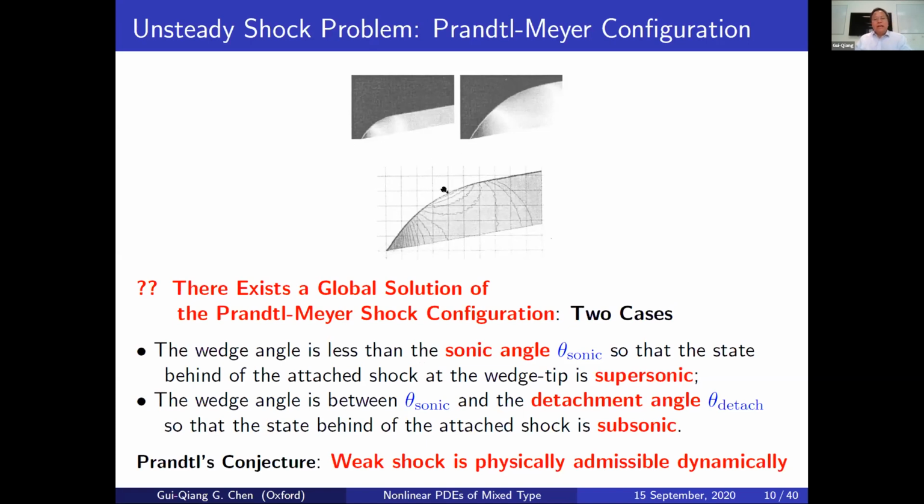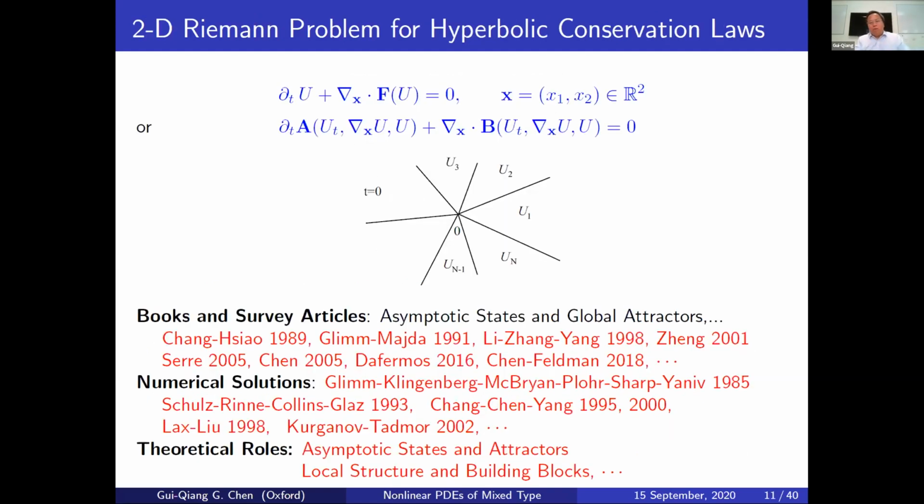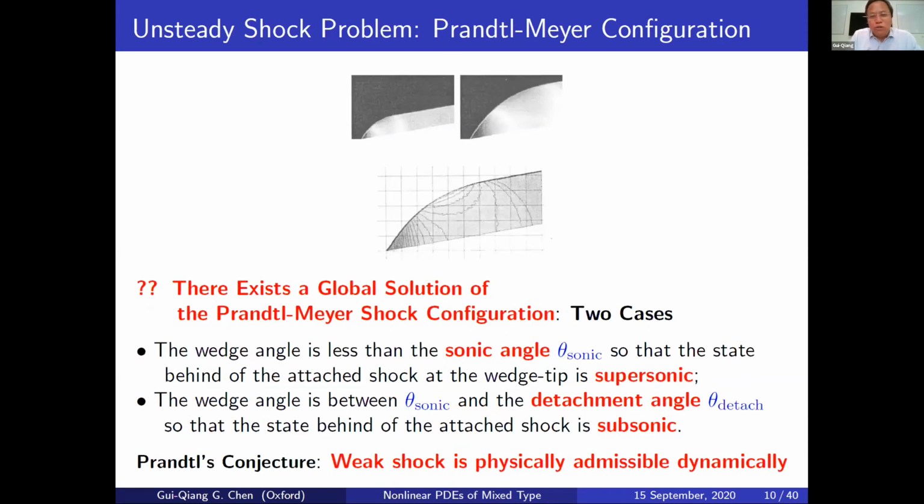So the question now is whether we can prove such a configuration from our PDE, set up an initial boundary value problem, and whether we could do it. The Prandtl conjecture says this is stable for the weak shock, so we started with that case. Some of you may say, well, this problem is so concrete, so simple, so why do so many scientists and mathematicians care? One of the reasons, of course, is the non-uniqueness issue.